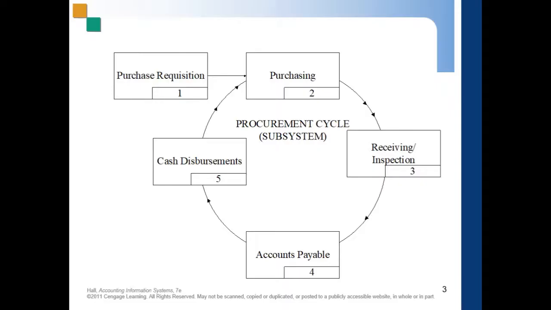So we have here the procurement cycle or the expenditure cycle, specifically the purchases and cash disbursement activities. So first we have the purchase requisition, which is number 1. Then we have the actual purchasing itself or the purchase processing itself. Next we have the receiving and inspection of the goods we purchased. And then we have the accounts payable, and lastly the cash disbursement, and then it is a cycle.